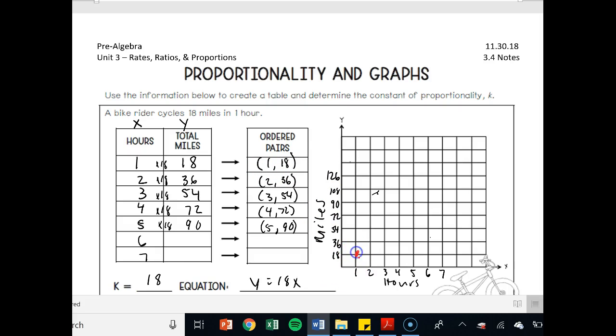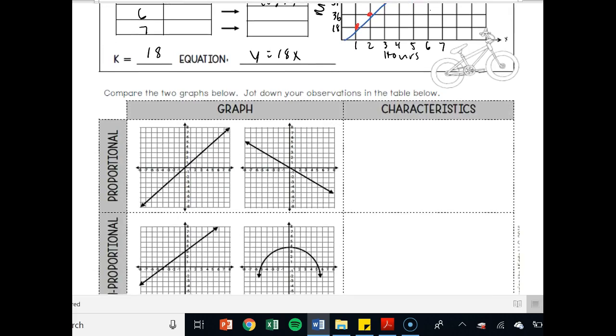So basically my point was 1, 18. There's a point right there. And it was 2, 36; 3, 54; 4, 72; 5, 90; 6, 108; and 7, 126. And remember, just like I was showing you earlier this week, a proportional graph will have a constant rate and will get you a straight line. So there's your graph right there.